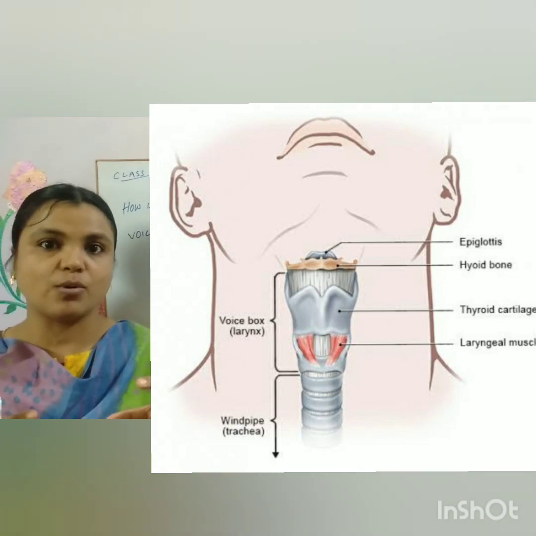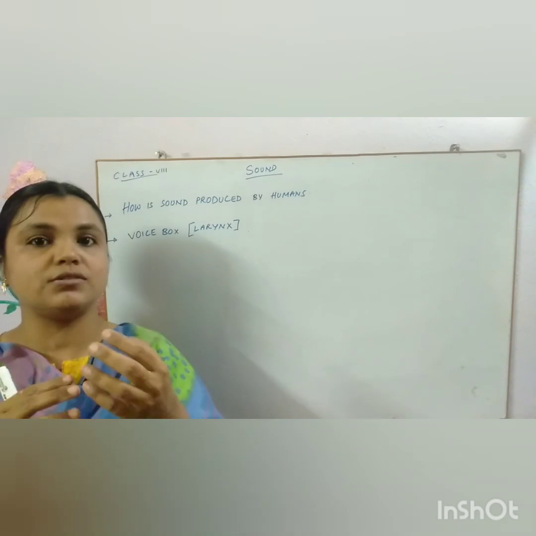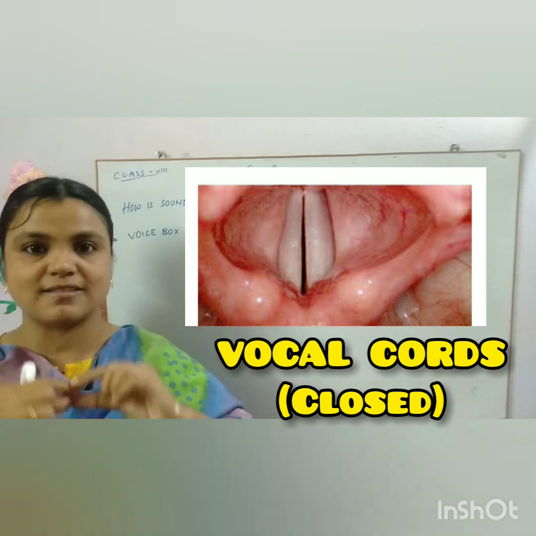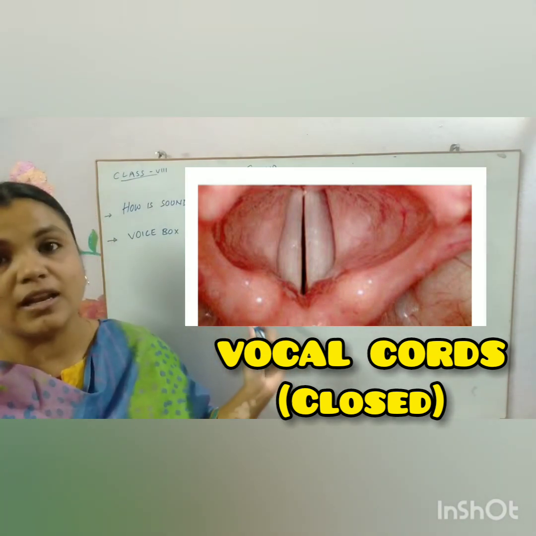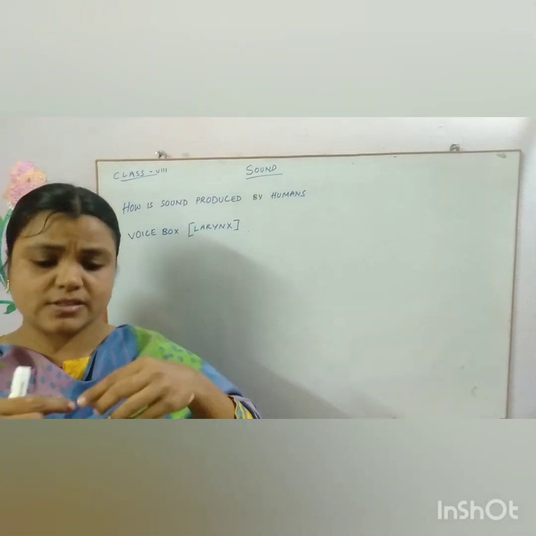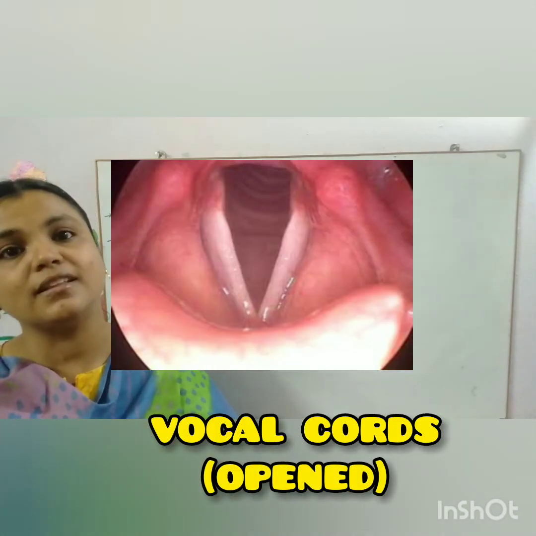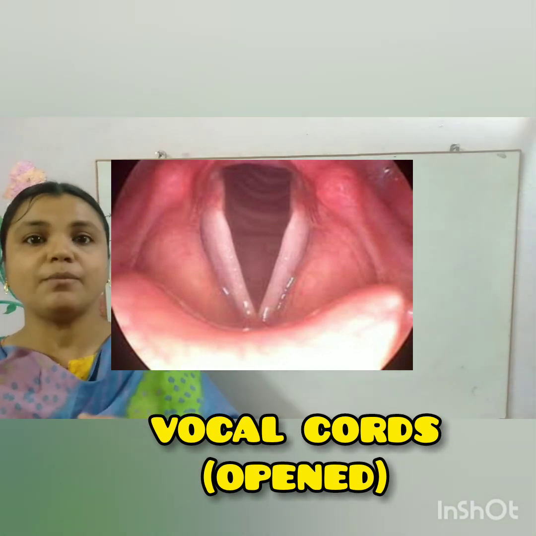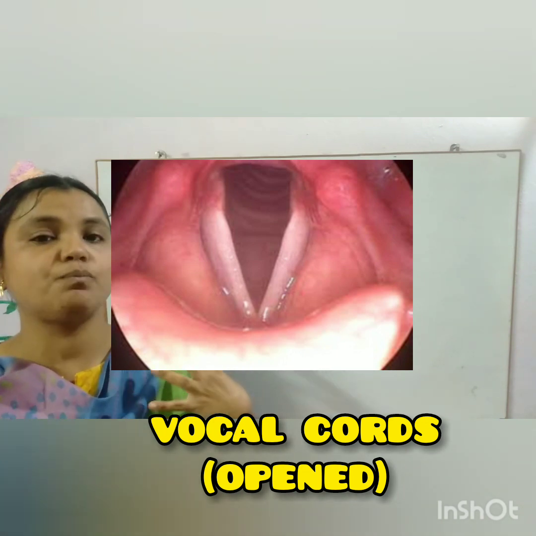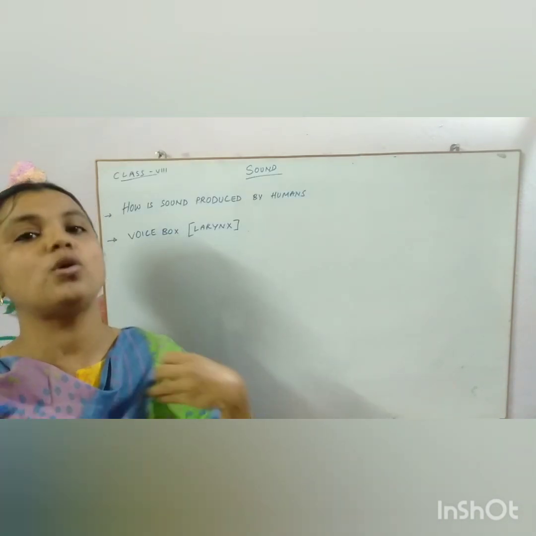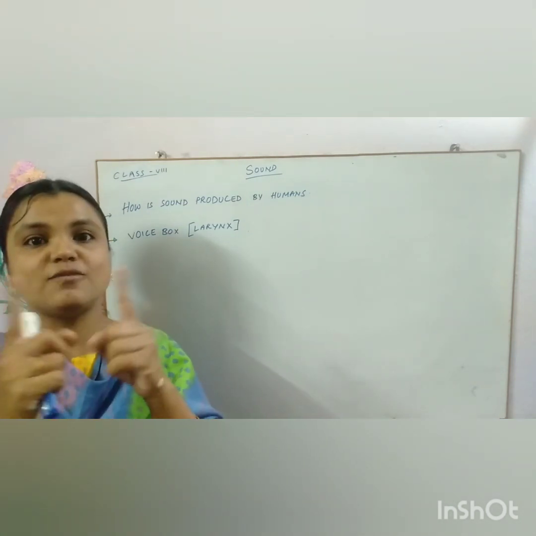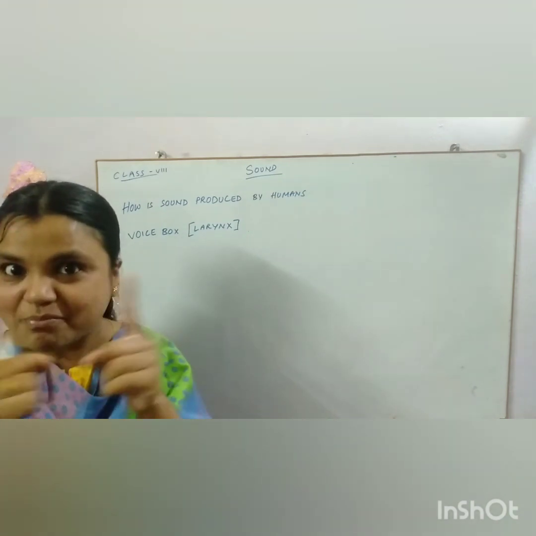Now this voice box will have two stretched things inside it, which are called vocal cords. Can you see that? Vocal cords are the two stretched membranes which are present inside this voice box. And because it is present at the upper end of the trachea, whenever the lungs push air outside, when they force air to come outside, what happens? These vocal cords vibrate, children.